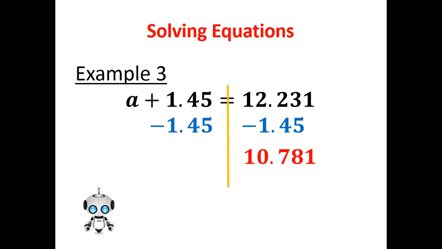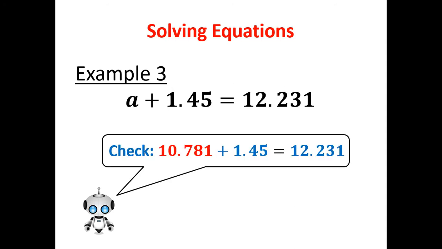10.781. On the left-hand side, this plus 1.45 and minus 1.45 make 0, so they cancel to nothing, and the only thing left on the left-hand side is our a. So we've solved the problem. a is equal to 10.781. A final check, 10.781 plus our 1.45 does make 12.231.